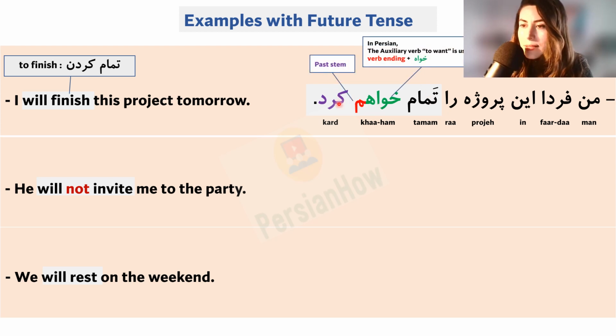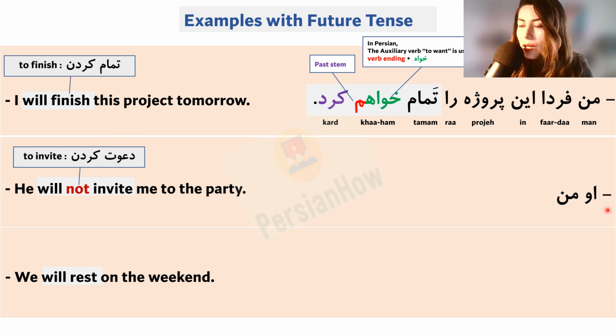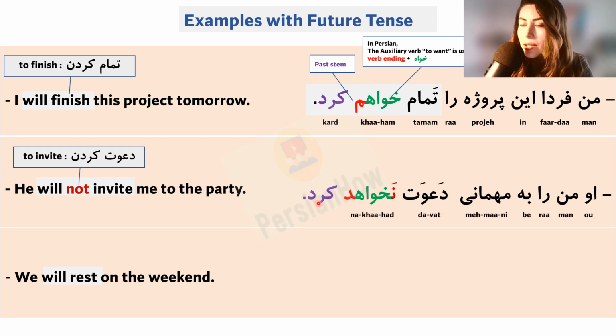And this is the past tense. He will not invite me to the party. To invite is دعوت کردن. او من را به مهمانی دعوت نخواهد کرد. So دعوت کردن is a prepositional verb, is کسی را, man here is کسی, به جایی. So in Farsi is the same as English. We also invite someone to somewhere. So او من را به مهمانی دعوت نخواهد کرد. And then na for negative needs to be attached to the auxiliary verb.